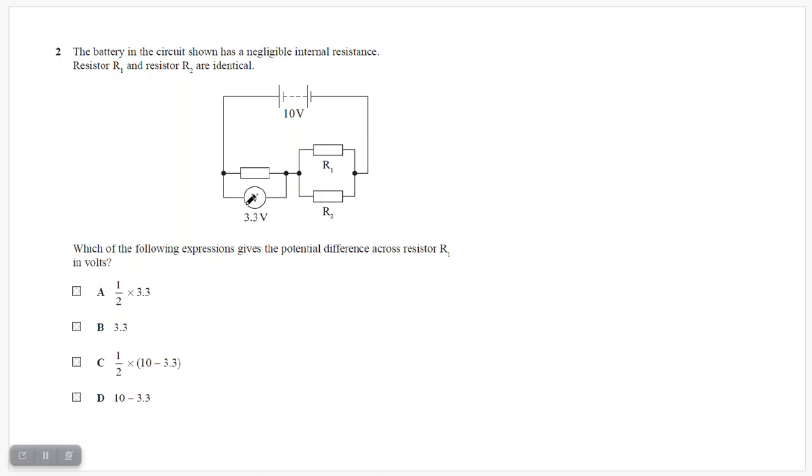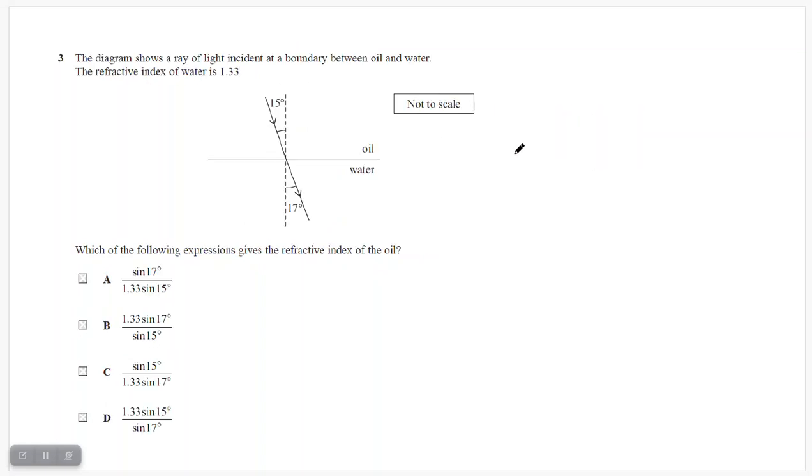And what do you know about a series circuit? In a series circuit, the potential difference is shared among the components. So the EMF is 10 volt, and the potential difference R1 or R2 would get is 10 minus 3.3.